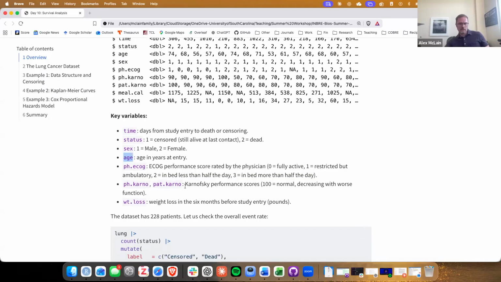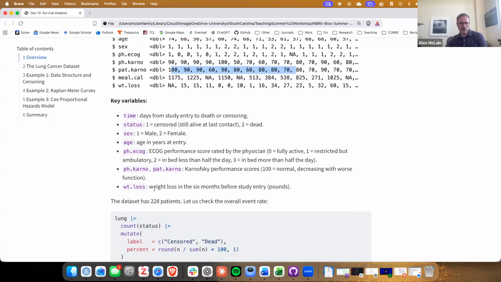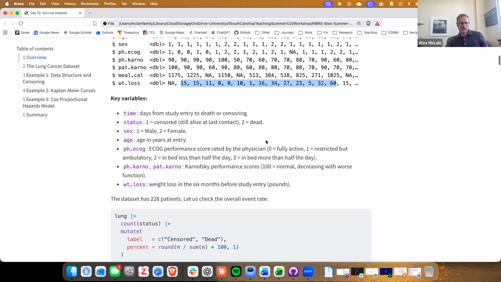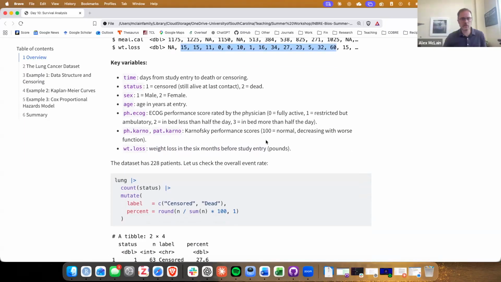We also have 2 others. These are the Karnofsky performance score. It's 100 if they are normal, and it decreases with worse function. So there's 2 versions of that. We can see those variables here for the first few participants. The next variable we'll consider is weight loss. So this will be weight loss in the 6 months before the study entry. So another indicator of how healthy the person was. This one, the first person has some missing data in there. And then we see how much weight loss we had for those first few participants. Like I said, 228 patients.